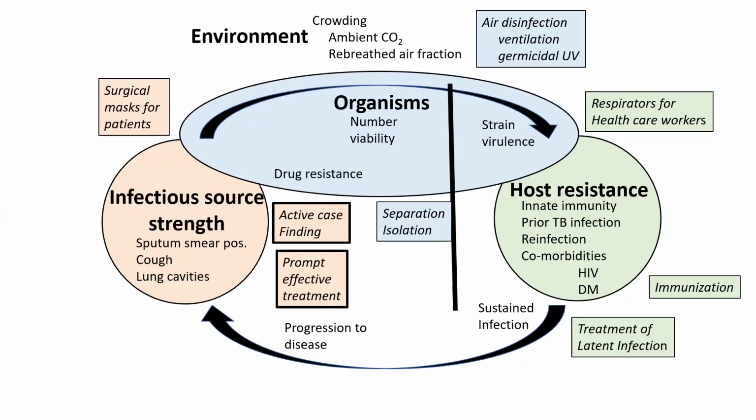Now I'd like to review in general, and we'll go into them in detail, the interventions. In terms of infectious source strength, we want to reduce that. The most important thing is to find those infectious cases by active case finding and get them on prompt, effective treatment. Effective is important, because if you treat MDR tuberculosis with drug-susceptible TB treatment, transmission will not be reduced.